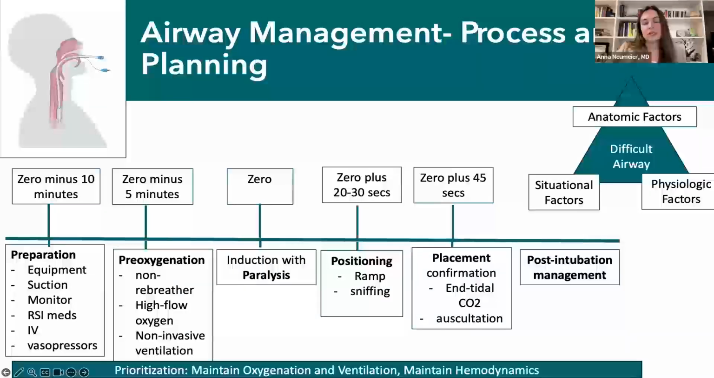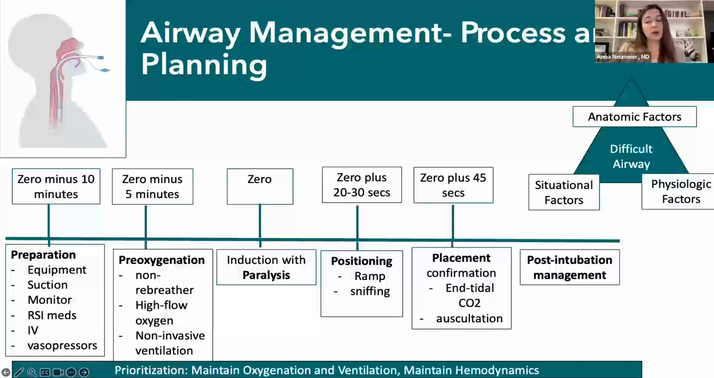So this is a visualization and a summary of how you approach rapid sequence intubation along a timeline, thinking of your 6 Ps approach. So between the time of the procedure and 10 minutes prior, you're going to start preparing, getting your equipment, suction, monitor, RSI meds, IV, and vasopressors ready. At least 5 minutes prior to the procedure, if you're able, start pre-oxygenation, trying to improve your oxygenation as best as possible. At time 0, you'll induce sedation and then add your paralytic or your neuromuscular blockading agent.